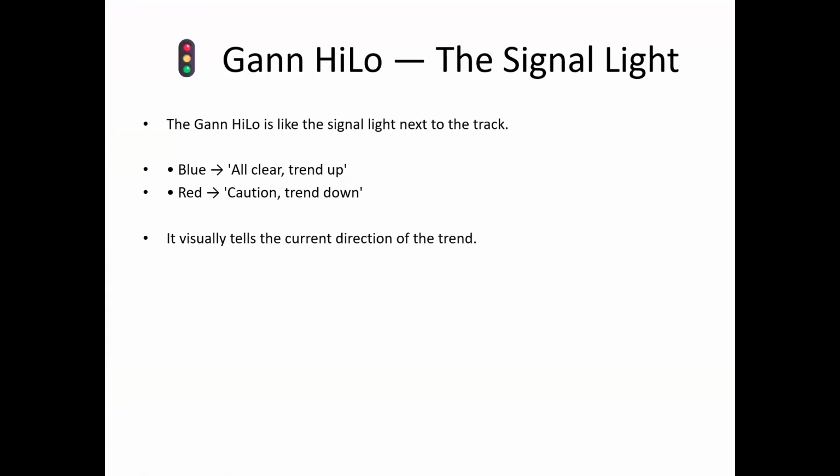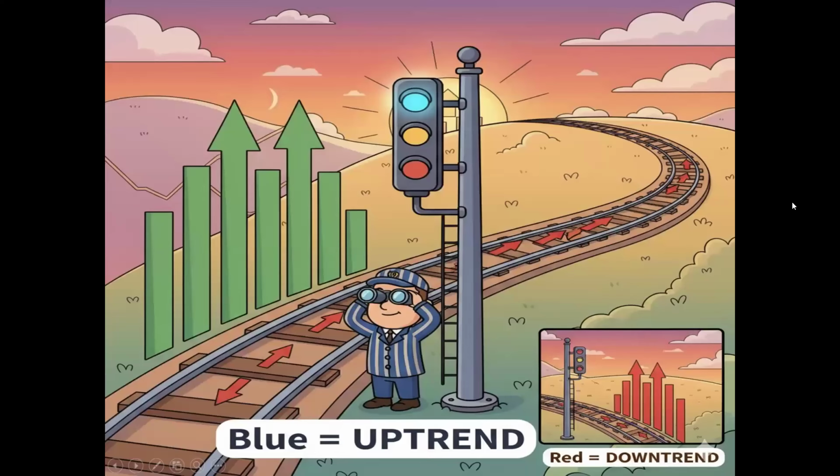Gann Hilo is the signal light next to the track: blue, all clear, trend up; red, caution, trend down. It visually tells the current direction of the trend. Sometimes when it is hot, it starts changing its color. Blue to red, red to blue. Even the pivot will also start changing from red to gray, gray to blue, like that. Okay, so that is the time you need to hold.